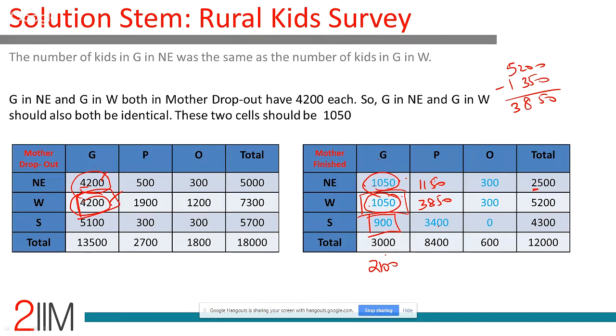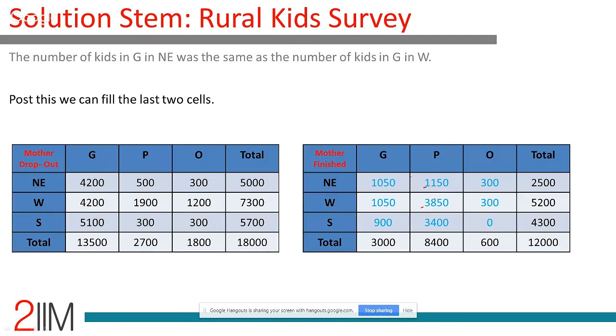These three numbers add up. These three numbers add up. These three add up. These three add up. Everything tallies. We've got two complete tables. We should now just be able to pick up the questions and nail them completely. Okay? This is 1150, 1350.